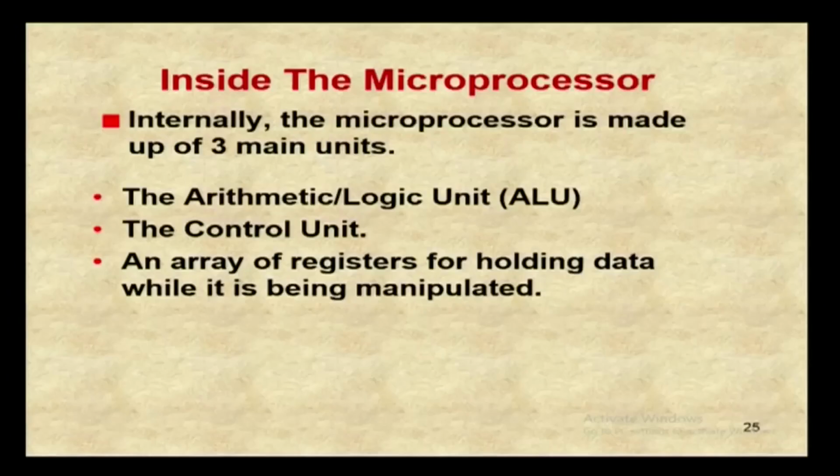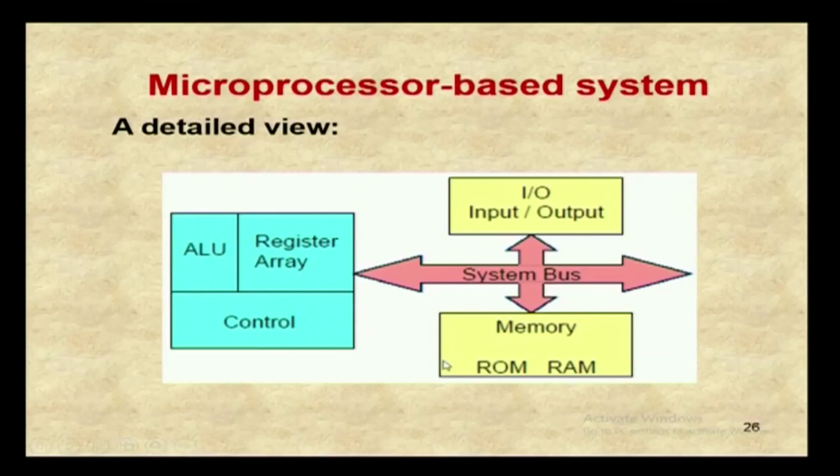Whatever has to be manipulated immediately will be transferred to the memory inside the processor. It has an array of memory, but only a very small number of locations. They are called registers, and they hold the data that is being manipulated. So, that is what is inside the microprocessor. Now, let us see the block diagram of the microprocessor.